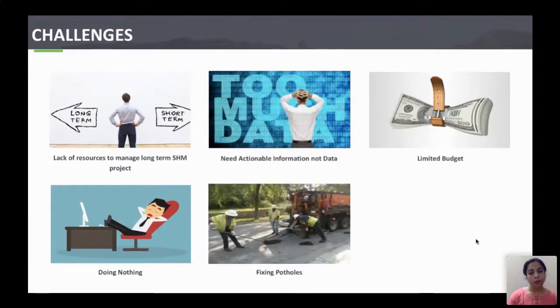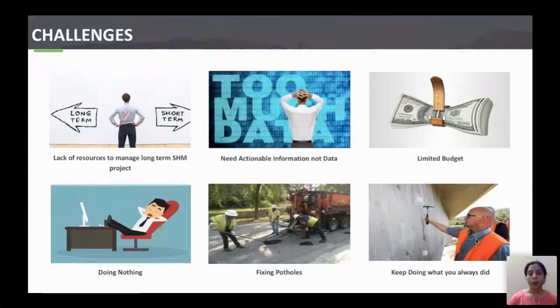Then this is sort of a political reason, I would say, because for example, fixing the potholes has more visibility than doing structural health monitoring. Because if you are doing structural health monitoring, it has comparatively lesser visibility as such. So people tend not to do SHM. Rather, they would tend to fix the problems for more visibility.